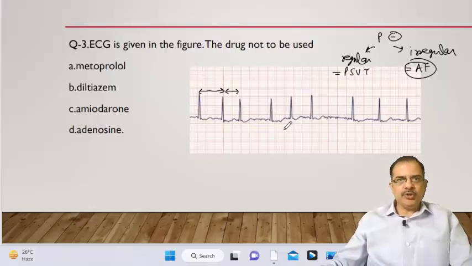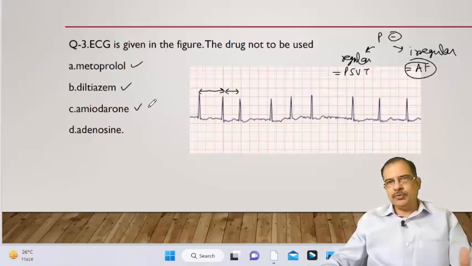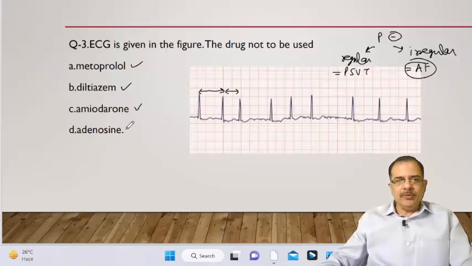For atrial fibrillation, for rate control, we can give beta blocker. If the patient has bronchial asthma, we can give calcium channel blockers. Amiodarone can also be used. It can be used for the conversion of atrial fibrillation into sinus rhythm, that is cardioversion, as well as for the maintenance also. Adenosine is used for PSVT, not for a case of atrial fibrillation. So the answer here, the drug not to be used, is adenosine.